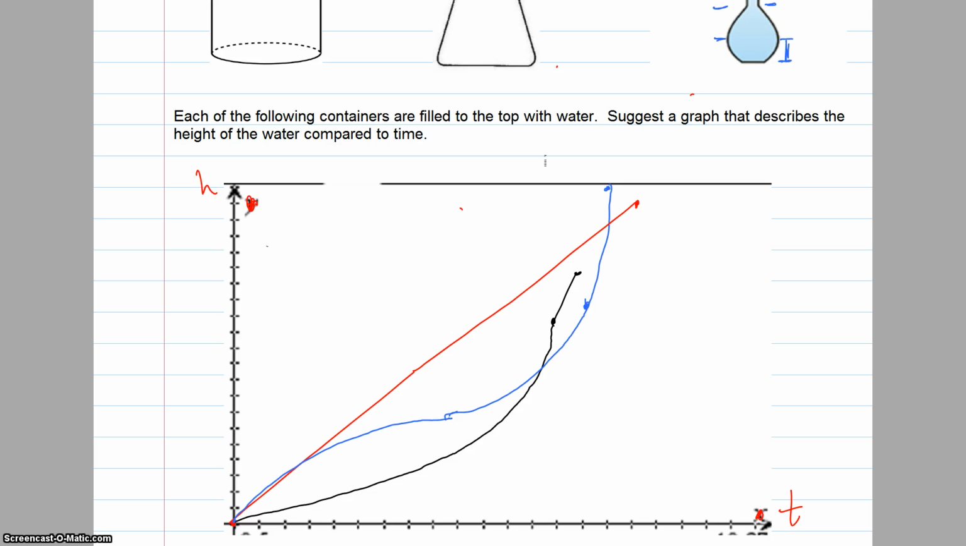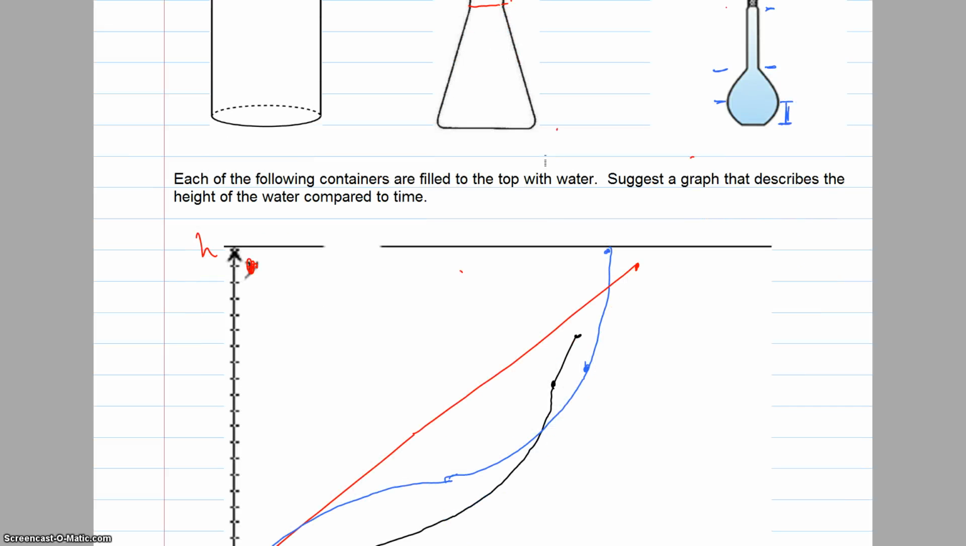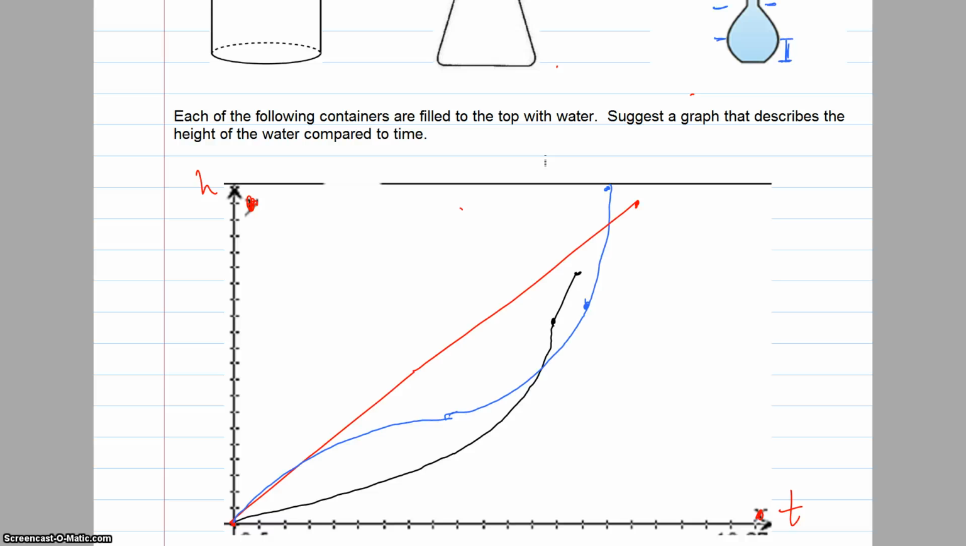Again, I'm not really interested in the accuracy of these graphs because I don't know the capacity of each container. I'm just looking at the way that each of them would fill up, so the heights compared to the time of each of these. Hopefully that's made a little bit of sense.